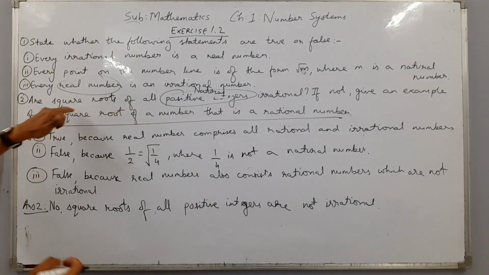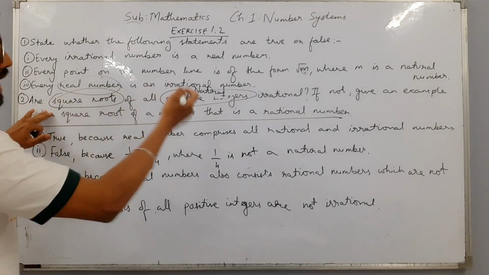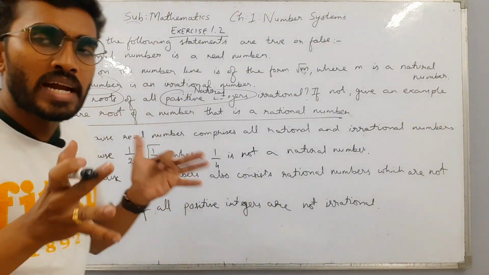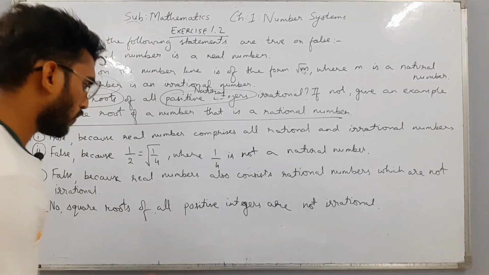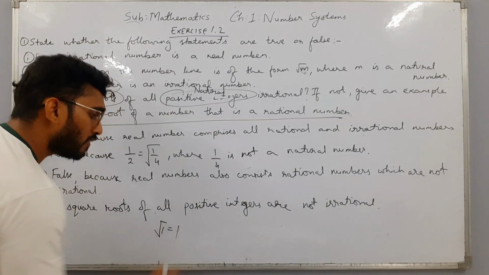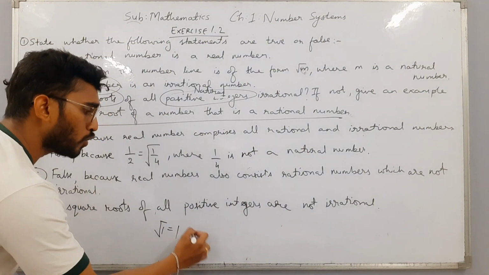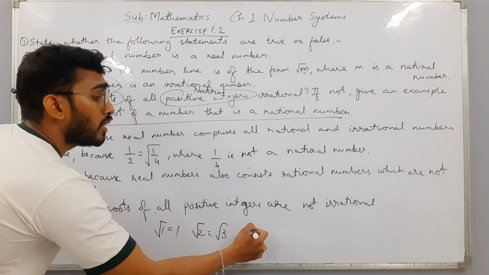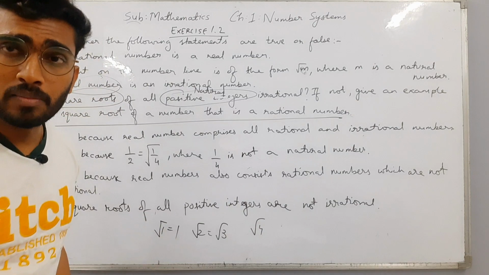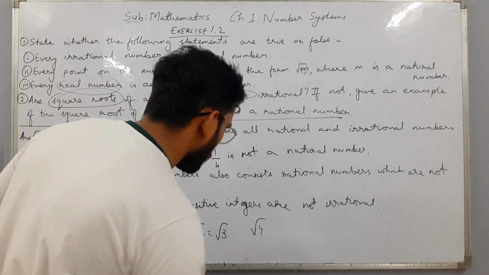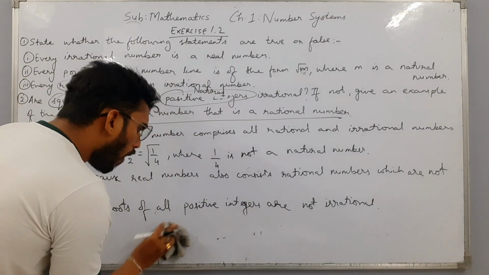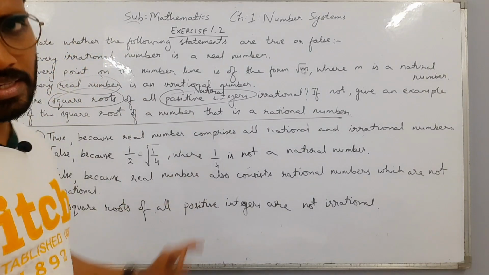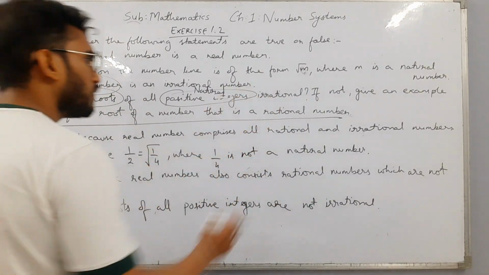So if I take the square root of any natural number, will I always get an irrational number? No. Root 1 is itself 1, which is not irrational. Root 2 is irrational. Root 3 is irrational. Root 4 is rational, because root 4 is equal to 2. So the square root of all positive integers are not irrational? If not, give an example.